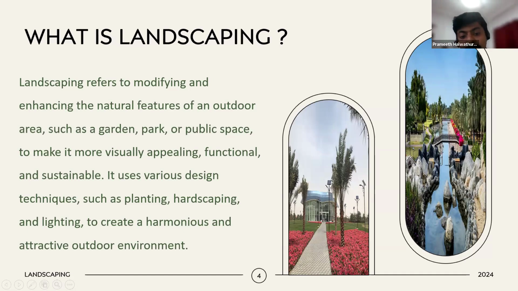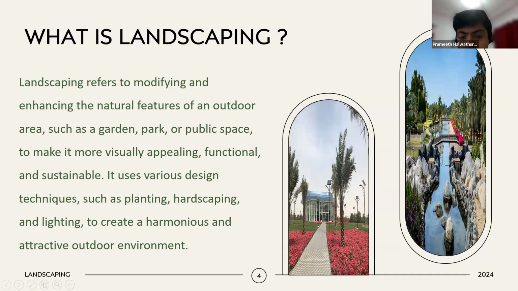You can see here it's mentioned. Landscaping refers to modifying and enhancing the natural features of an outdoor area. It's like a park, a garden, public spaces. It uses various design techniques to build up landscaping work. It can be plants, it can be some hardscaping. We will discuss the hardscaping also. It's like gravel, interlock paving, likewise the hardscaping.